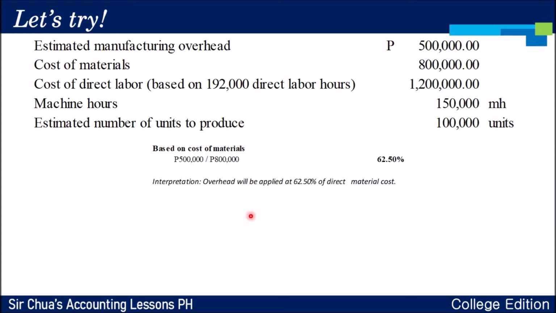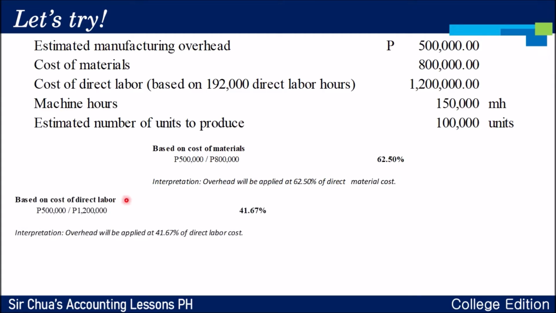So, kung ang ating pong estimated manufacturing overhead is 500,000, you just divide it versus the cost of materials, which is 800,000. Your application rate is 62.5%. Ano po ang interpretation natin? Kapag ka po nag-actual operations na tayo, kung magkano po yung direct materials used at that time, get the 62.5% of those materials, yun na po ang ating applied manufacturing overhead. Okay, ganun po siya.